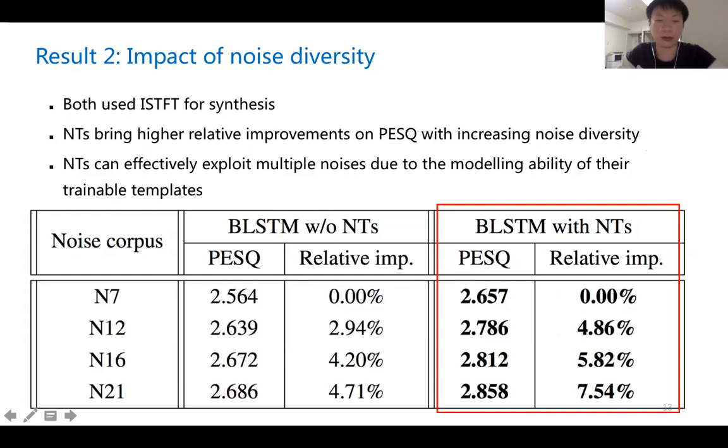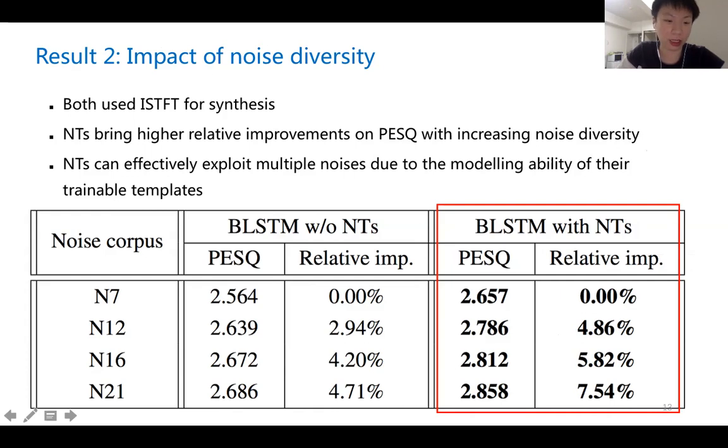Then we can see the results. So we compared the system without noise tokens with the system with noise tokens. We use the standard biased term as an enhancement model, and for both systems, we use inverse STFT for synthesizing the waveform.